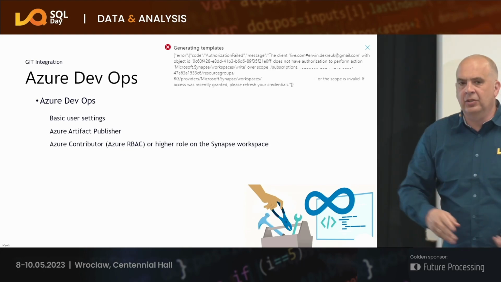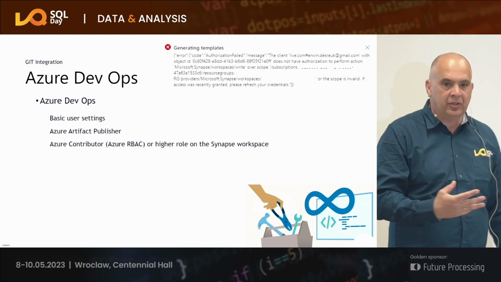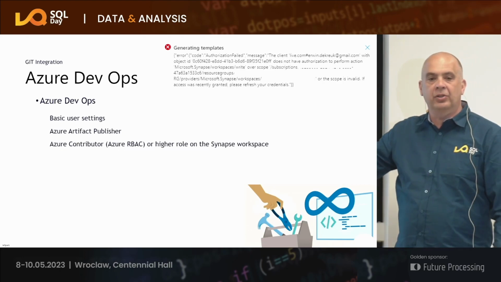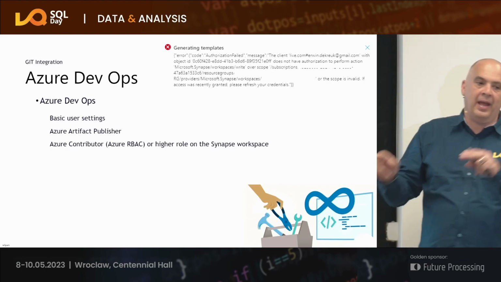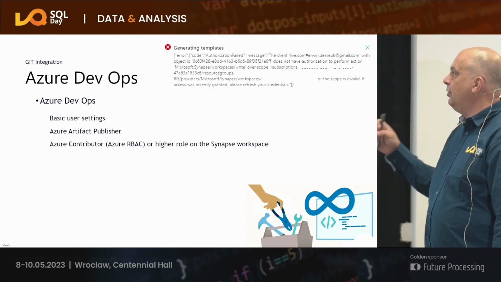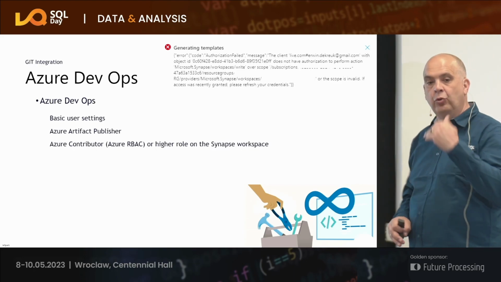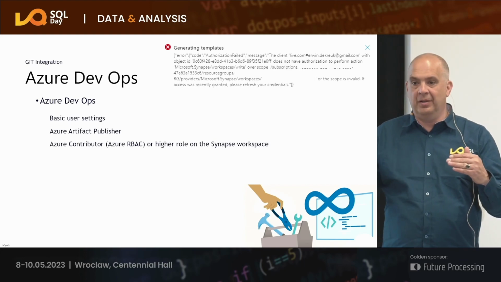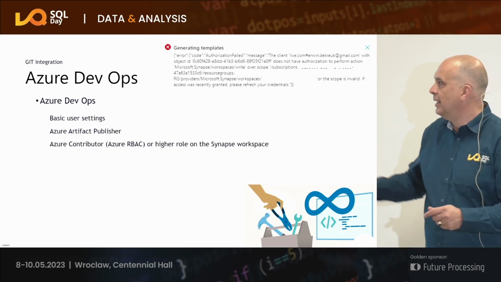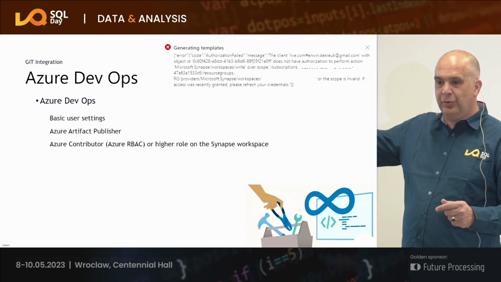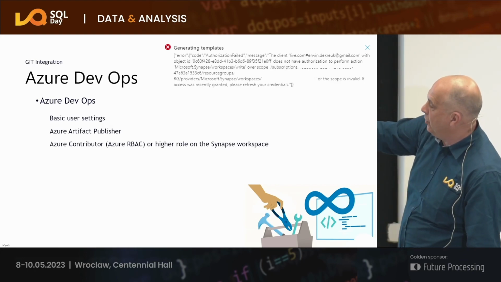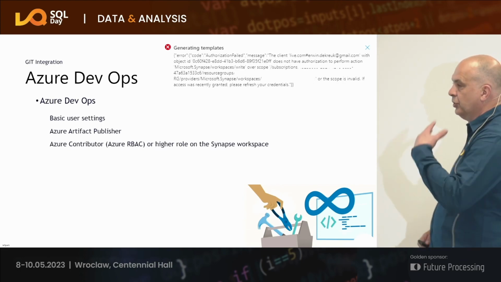So what I'm showing is more the experience, what I see. If you use DevOps, you will definitely get this kind of error message in the beginning, because your DevOps service connection needs to have access to your Azure resources to build or deploy that template. So in DevOps, you need to have the basic user settings. If I'm a user and I want to use my repositories, it's not going to work with stakeholder. So you need to have basic user settings or a Visual Studio subscription license. You need to have the Azure Artifact Publisher role, at least, to publish code to your DevOps environment. And the Azure contributor or the Artifact role or higher on the Synapse Workspace, because otherwise you cannot deploy.